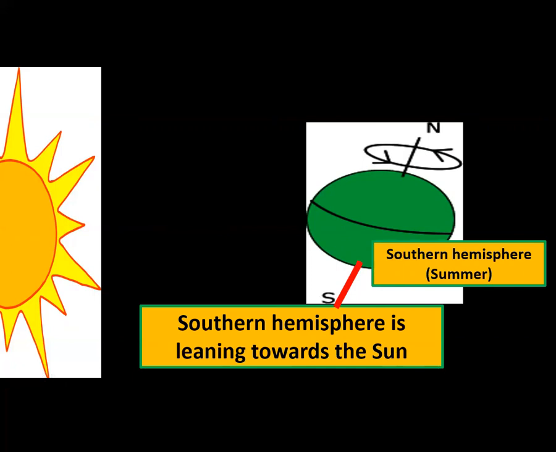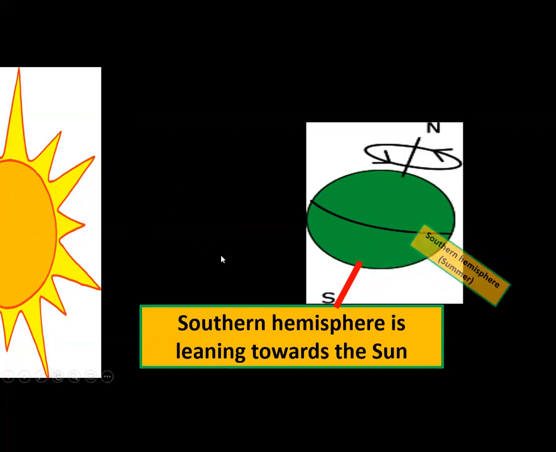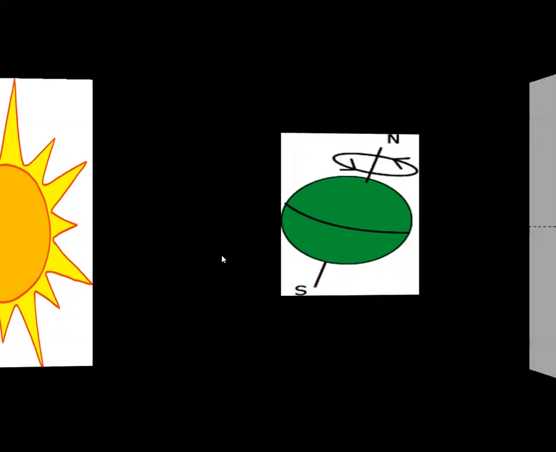You might be asking, how about spring and fall? When it is spring or fall, neither of the hemispheres is leaning towards or away from the sun. And we'll be learning about that when we focus our topic on the seasons on Earth. For now, we'll be learning on the effect of Earth's tilt on seasons. Let's continue.